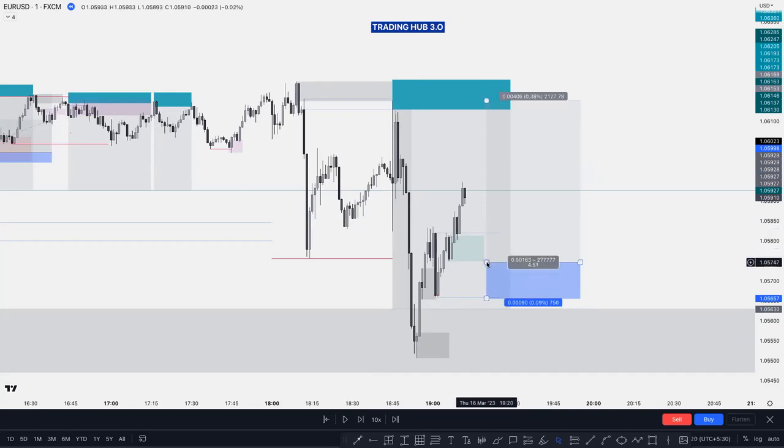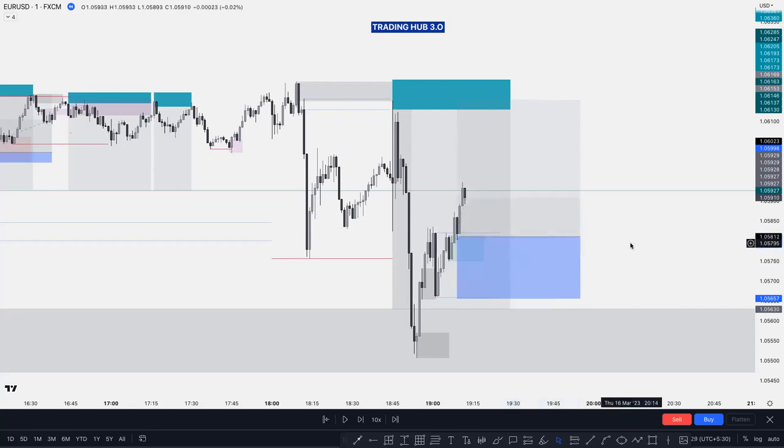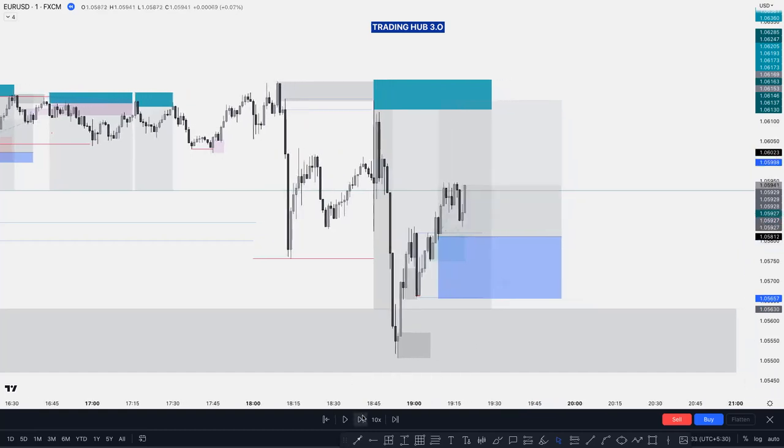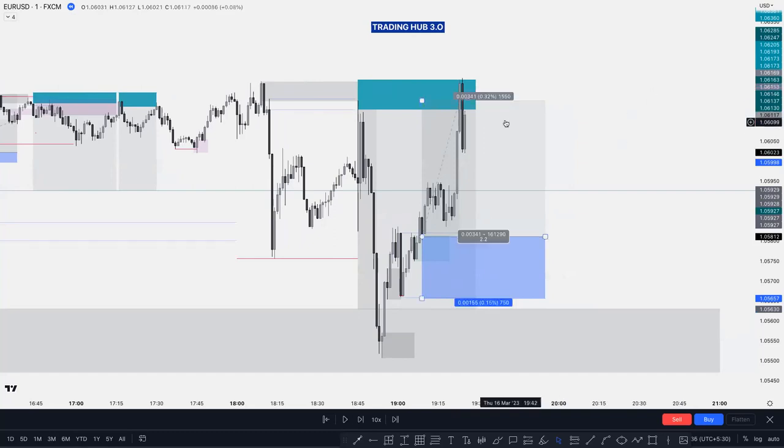The order block entry is mitigated here at this time, and the 50% entry is not mitigated here. Also, this one is mitigated here. Okay, let's see what happened next. Finally, the market hit our target point. So this is happening based on the candlestick formation generally.